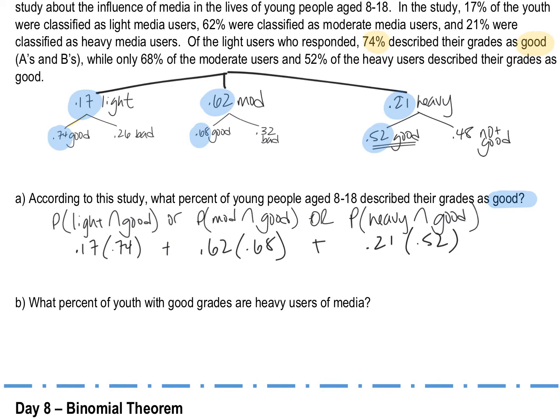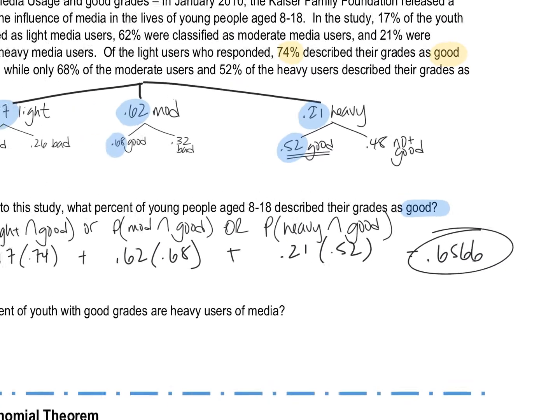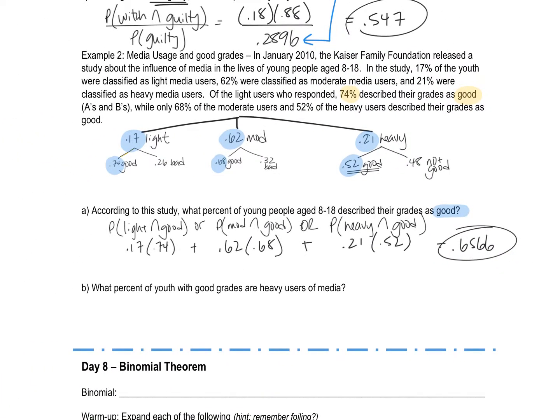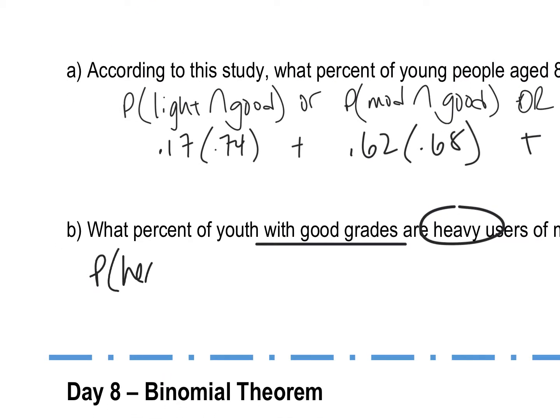Adding up all 3 of those numbers together, we end up with 0.6566. Check that in your calculator with me. That means almost 66% of the people in this age bracket, 8 to 18, in this study describe their grades as good. What % of youth with good grades, that's the given condition, so given good grades are heavy. So the probability of heavy users given good grades. So that's my given condition, is what percentage.